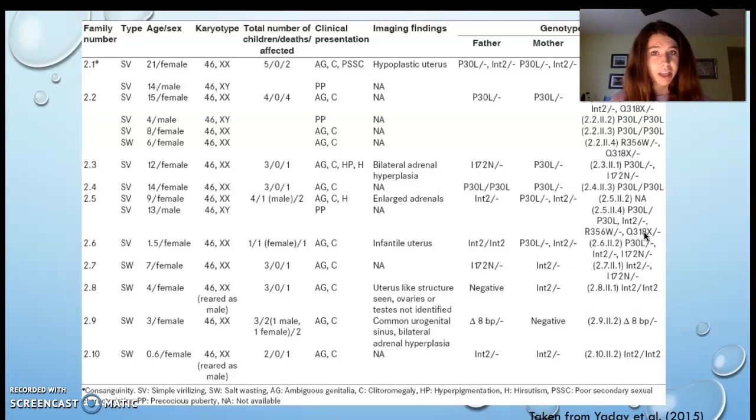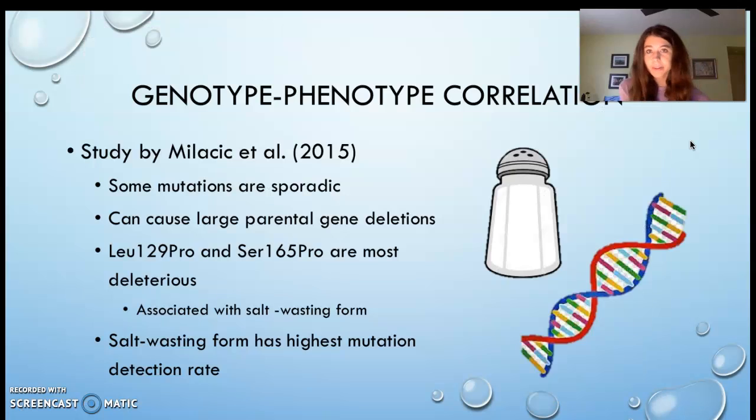Some mutations are random and can't be predicted. And also, just because the parents had a mutation did not necessarily mean all the siblings would be affected. If we look, we had 5 children, but only 2 affected here. But over here we had 4 children and all 4 affected. So it honestly just varied from family to family in this study. So from this, I concluded that genotype-phenotype correlation is difficult to establish for 21-hydroxylase deficiency.